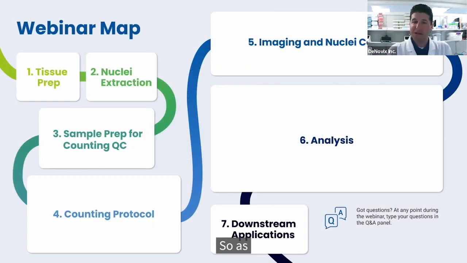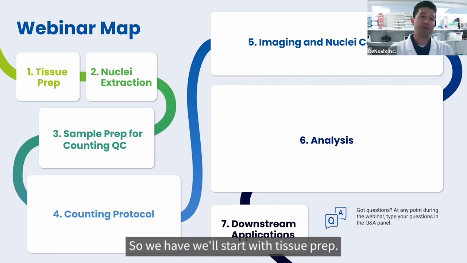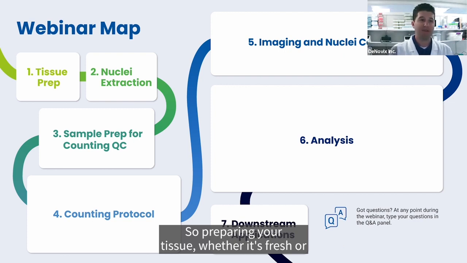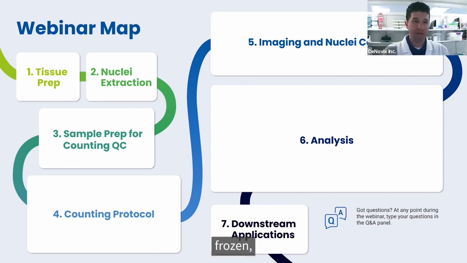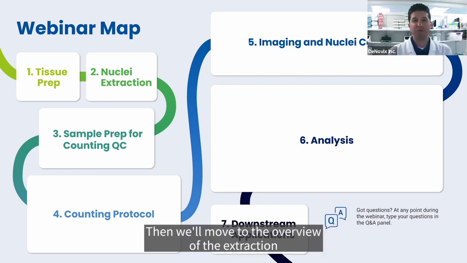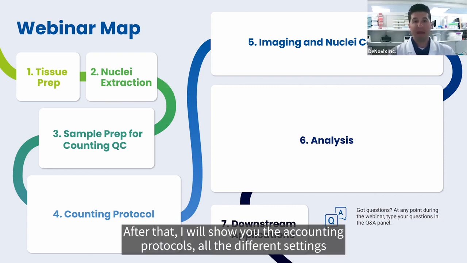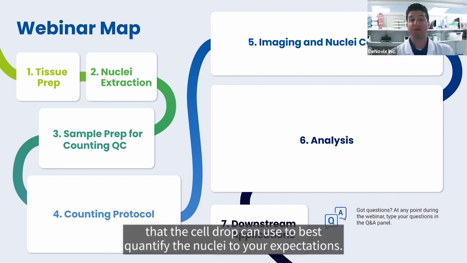So as just an overview of what we're going to do today, our webinar map, if you will. We'll start with tissue prep. So preparing your tissue, whether it's fresh or FFPE preserved or frozen, getting that ready for the actual extraction process. Then we'll move to the overview of the extraction, and that sample for quality control analysis on the Celldrop. After that, I will show you the counting protocol, so all the different settings that the Celldrop can use to best quantify the nuclei to your expectations.